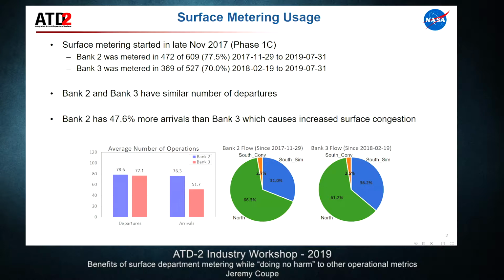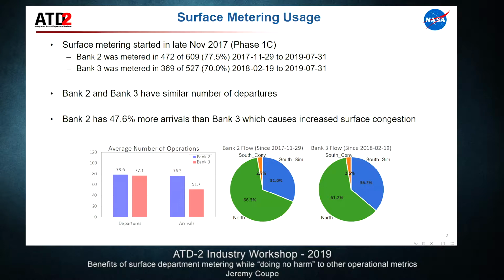So this shows our demand level: about 77 departures in banks 2 and 3, and roughly 76 arrivals, but only 51 arrivals in bank 3. This tells us about the flow the airport was running in during these metering operations. You can see the green here represents north flow. Roughly 2/3 of the operations have been in north flow during metering, and about 1/3 in south flow.